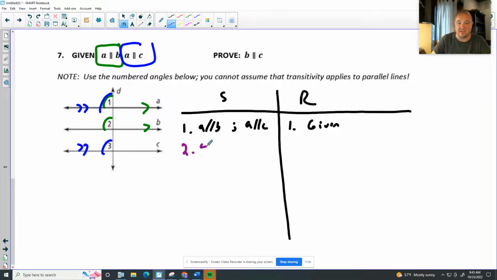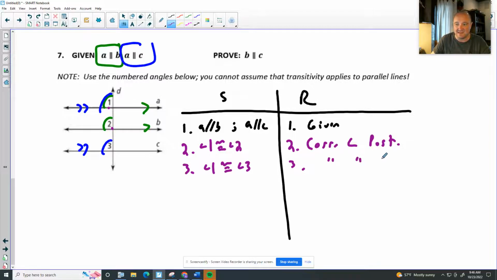Well, I'm going to start with angle 1 is congruent to angle 2, and that's because of the corresponding angles postulate. It's not a converse. I'm saying something about angles, not something about lines, so it's just the regular old postulate. I also want to say 1 is congruent to 3, like so. And again, that's also the corresponding angles postulate, because 1 and 3 are corresponding angles, and the postulate says that if lines are parallel, then corresponding angles are congruent.